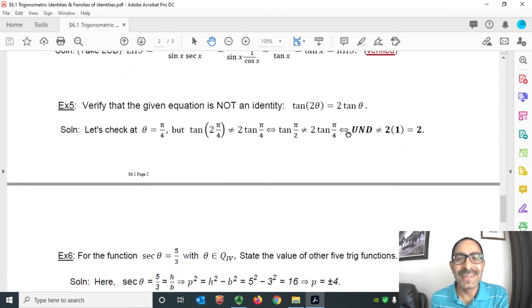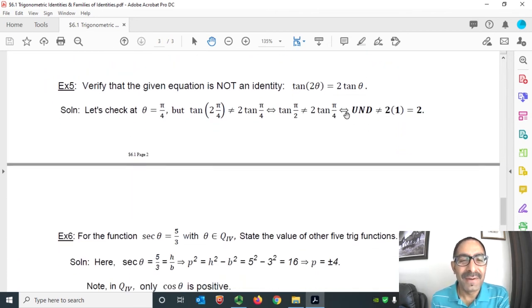Now let's move on. Let's do example 5. Verify that the given trigonometric equation is not a trigonometric identity. So the given trigonometric equation is tangent of 2 theta equals 2 times tangent theta. So let's begin the solution. The idea is to find an angle theta where left hand side is not equal to right hand side. So here let's pick theta equals pi over 4.